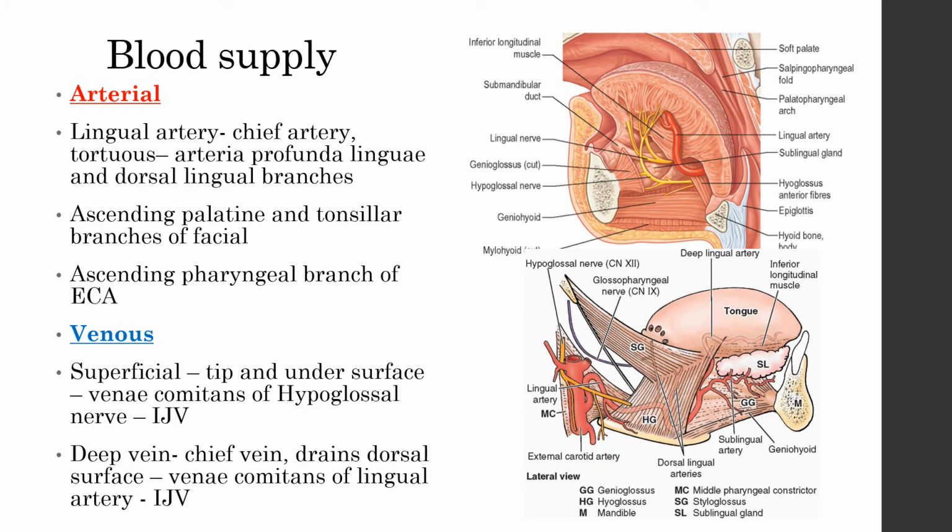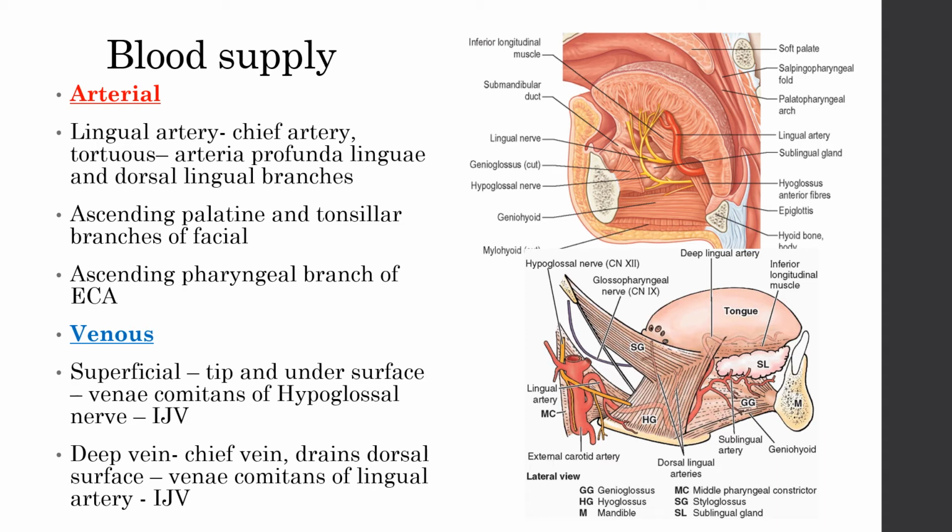Coming to the blood supply, the arteries are lingual artery, which is the chief artery. It is a tortuous artery which allows the movements of the tongue. It supplies by its main branch, that is called the arteria profunda linguae, which supplies the main bulk of the tongue, and there are a few dorsal lingual branches.